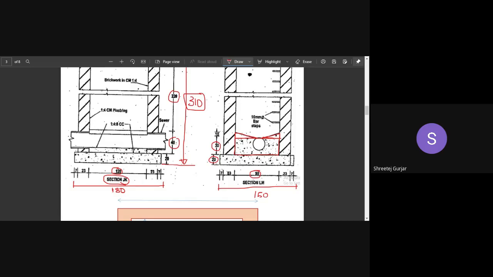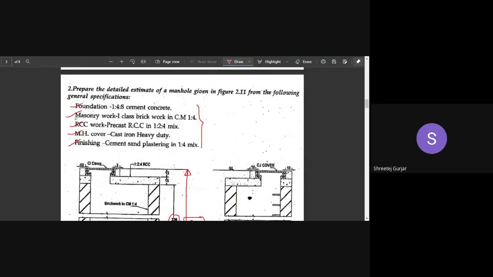So we are done with the long wall and short wall, meaning we are done with masonry work. We are done with foundation work. We are done with masonry work. Now we have to look into RCC work.